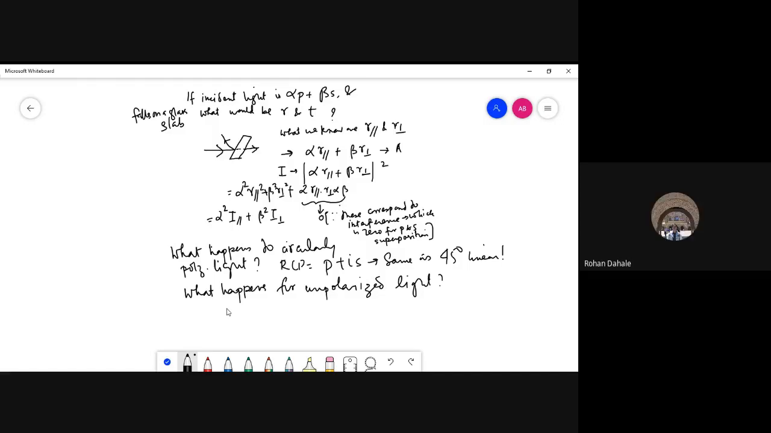No, I'm saying that the answer will be similar. Alpha square plus beta square. What is alpha and beta? There is no ratio of alpha and beta. That is the whole question. So both alpha and beta are 1 by root 2.